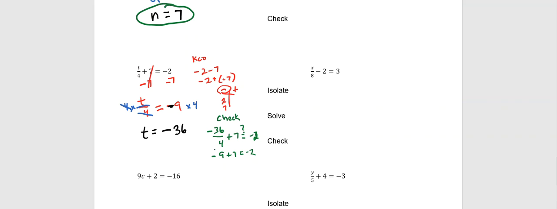Well, if I think about the scoreboard, 9's on the left side, 7's on the right side. I'm adding. I'm going to subtract those values, but keep the negative. I'm going to get negative 2 equals negative 2. Check. All right, our solution works out. We did our check. I'm happy with my answer. Finishing touch: t equals negative 36.